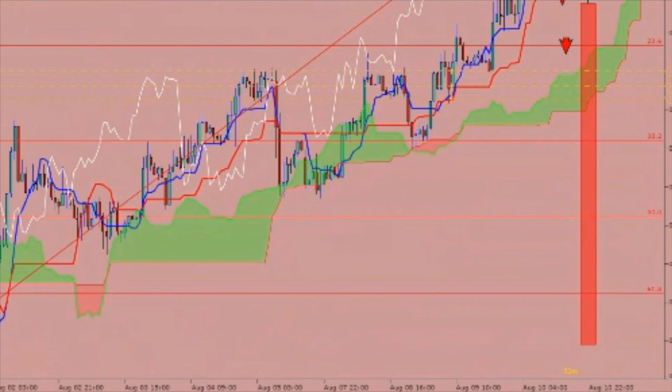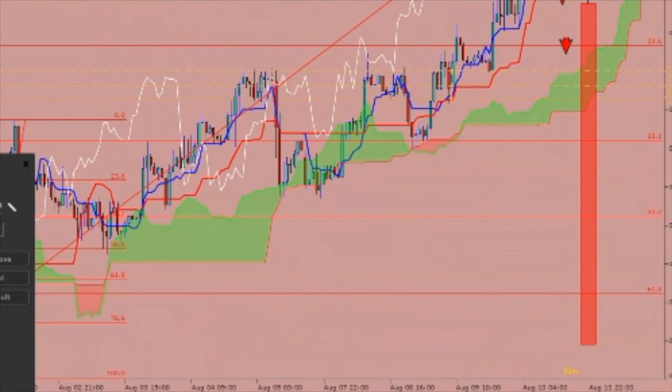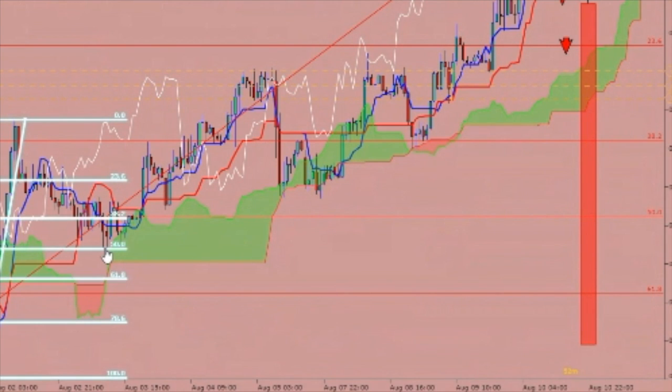If we would have drawn our Fibonacci in here, I know it's going to get a little clustered, but bear with me. Draw our Fibonacci here, swing low to swing high. We can see that this price did in fact tap the 50, and I'll make it a little thicker for you, and I'll make it white so you guys can see it. The price did in fact tap the 50 right here.